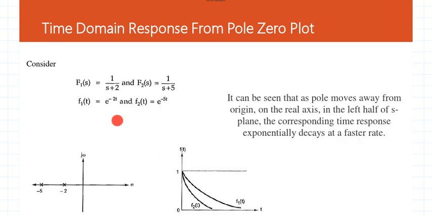Now consider the same case when there are two poles on the left half of the S-plane. One pole is located at -2, which has the transfer function 1 upon s plus 2, and there is another pole at -5 that corresponds to the transfer function 1 upon s plus 5. From the transfer function, we know how to derive the poles: we equate the denominator to 0. So the pole of this system is s equal to -2, and the pole of this particular system is s plus 5 equal to 0, which corresponds to this pole.